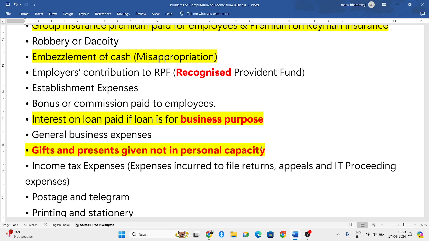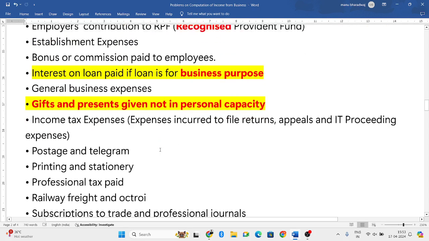Income tax paid, we don't consider it as admissible expenses because we are computing this taxable income from business only to pay the income tax. So some people will show income tax paid because they want to show less income so that they can pay less tax. So for that reason, we don't consider income tax paid as admissible expenses, but we consider any expenses related to IT appeal or IT proceedings as allowable expenses.